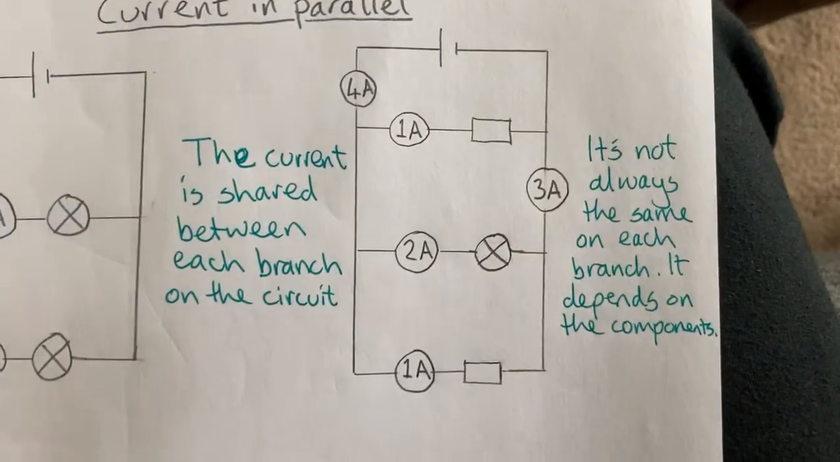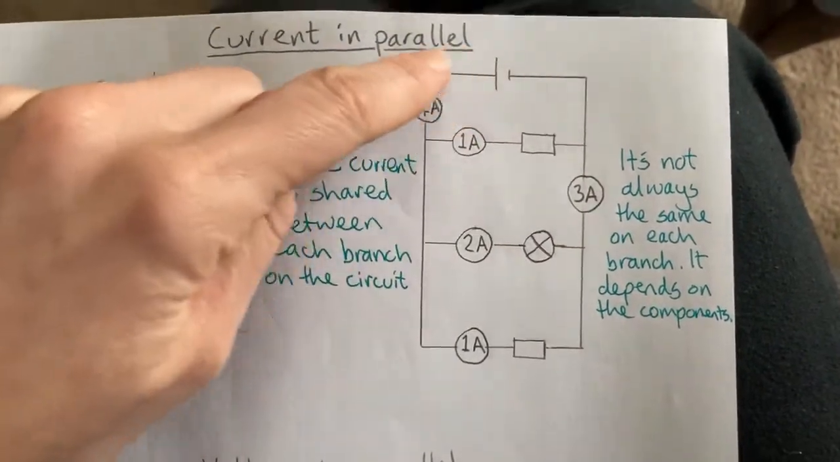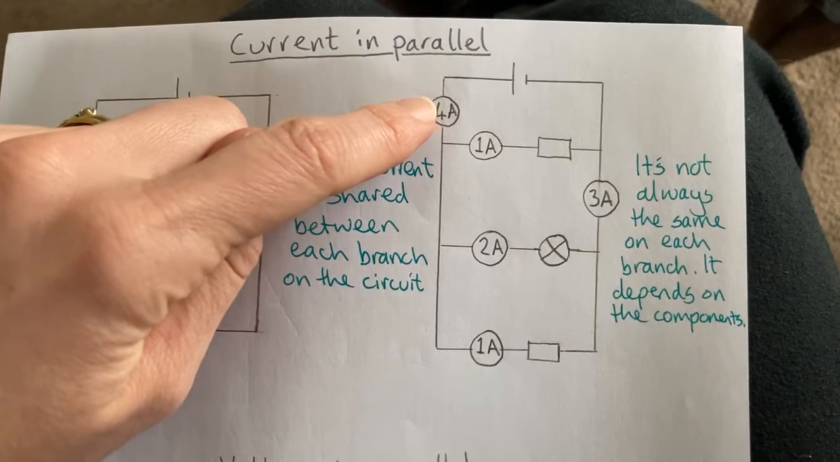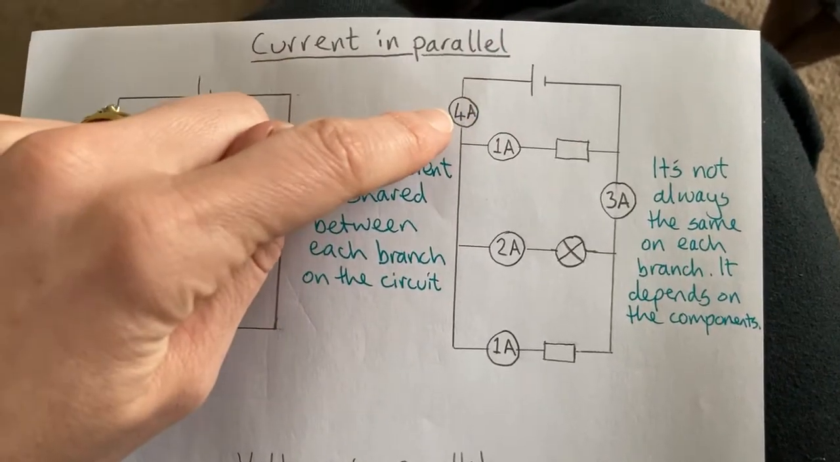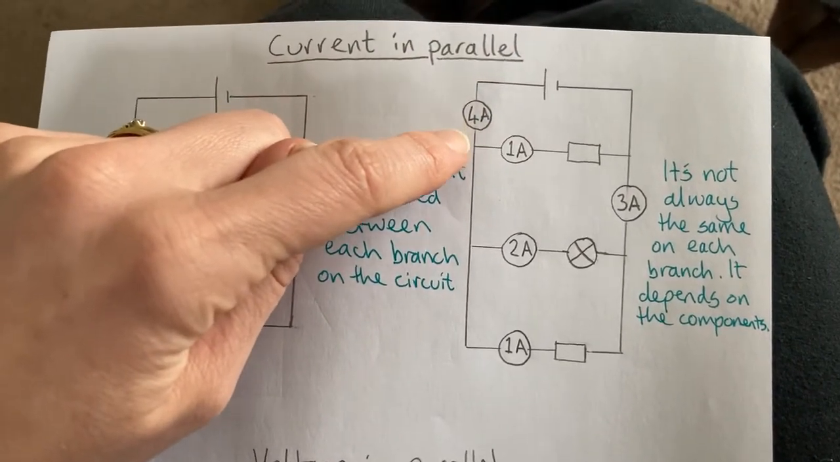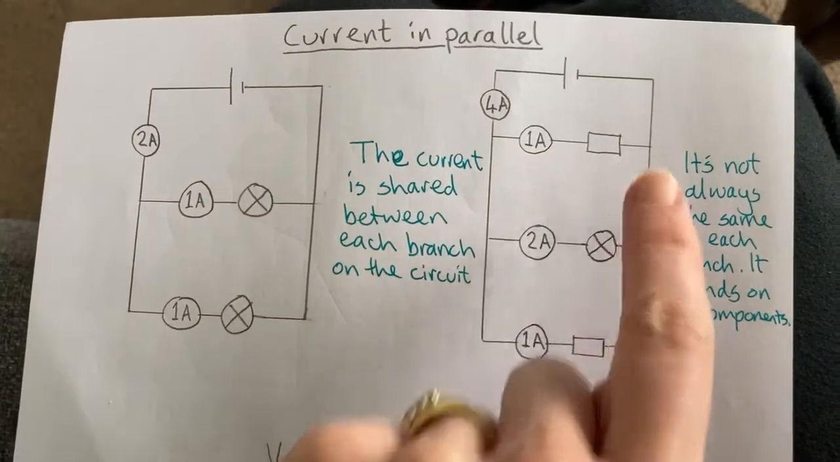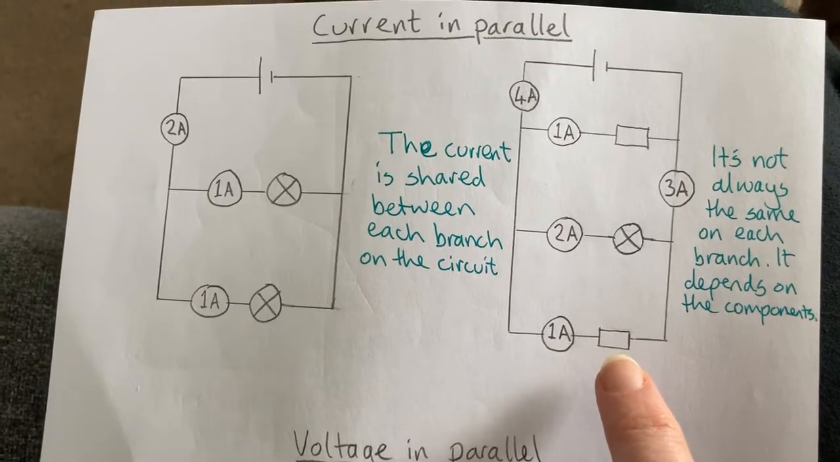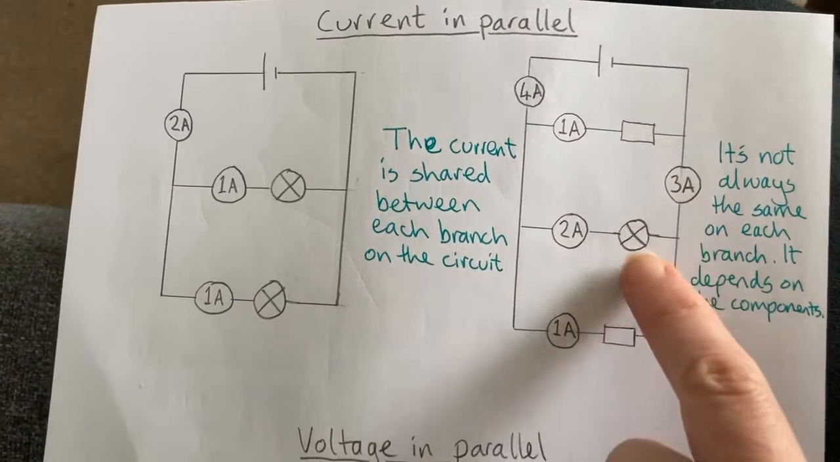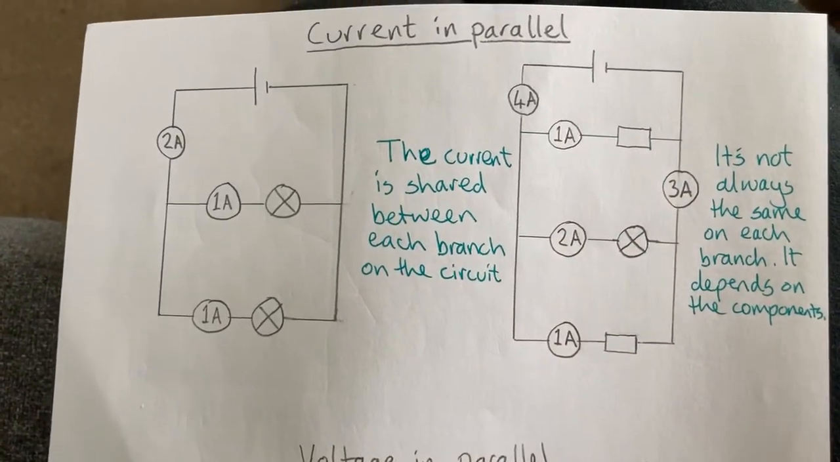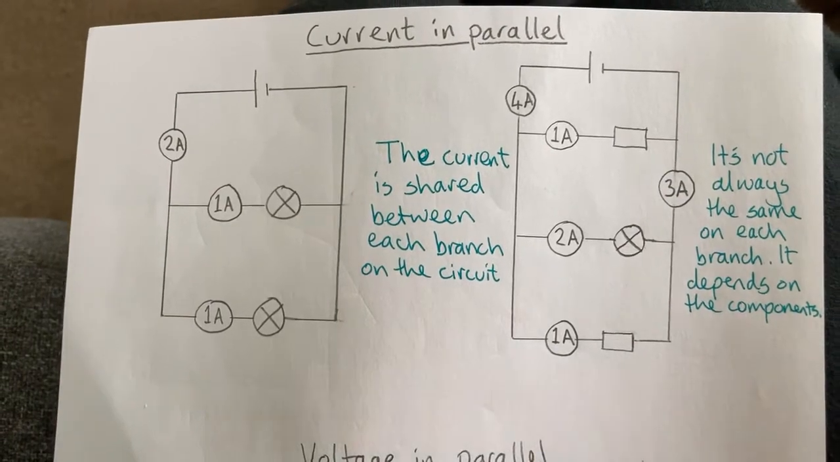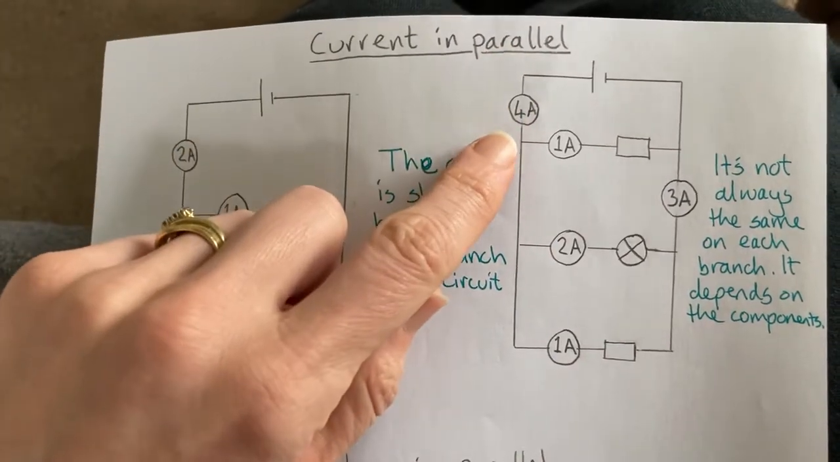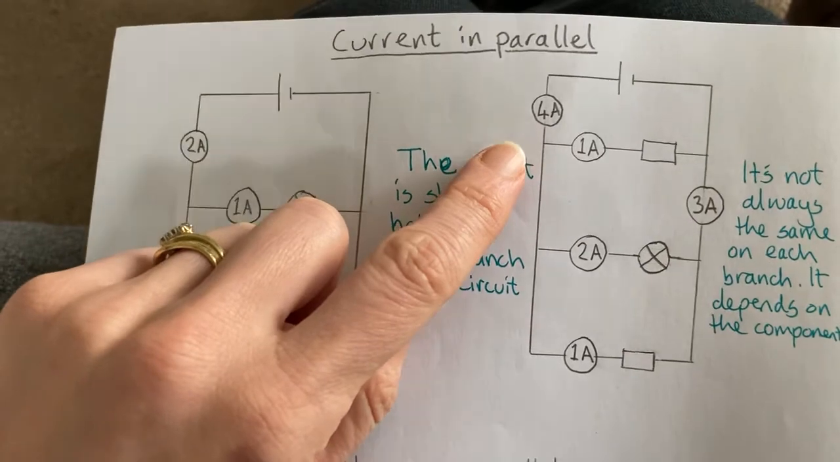There's another example here. So we've got 4 amps at the top. So that's what we're going to start with and finish with. This time though, we've got 3 branches. So we've got a branch with a resistor, a branch with a lamp, and another branch with a resistor. So what's happening here is these components don't all have what's called the same resistance. And we'll talk about resistance next week. And it means that it's easier for the current to flow down some branches compared to others.